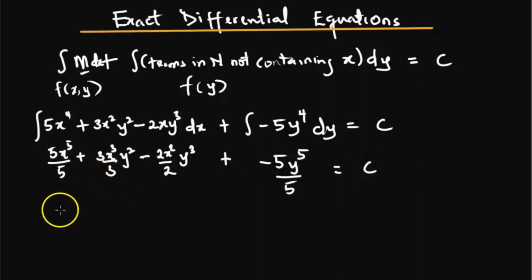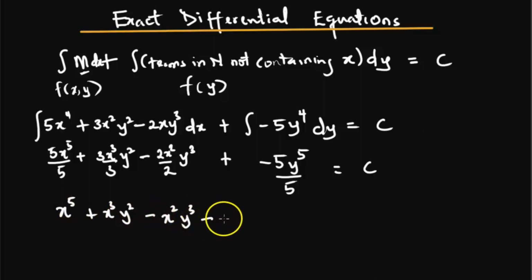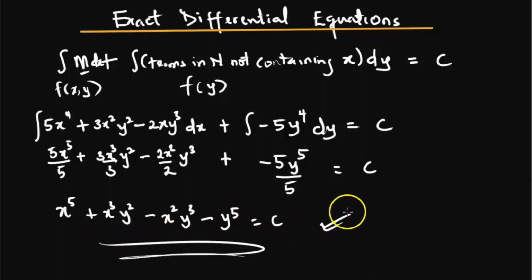And so we're going to have x^5 plus x^3y^2 minus x^2y^3 minus y^5 equals c. And this is our final answer.